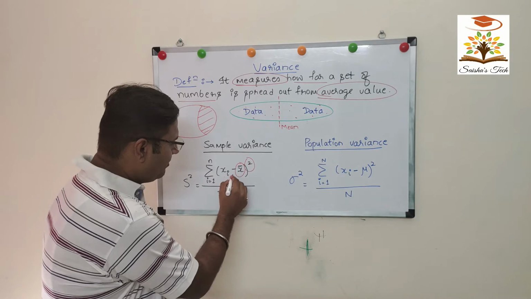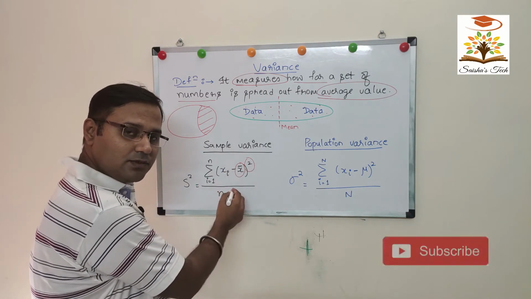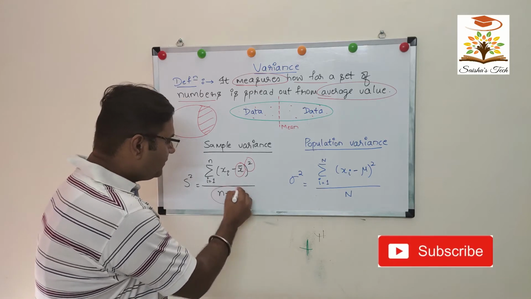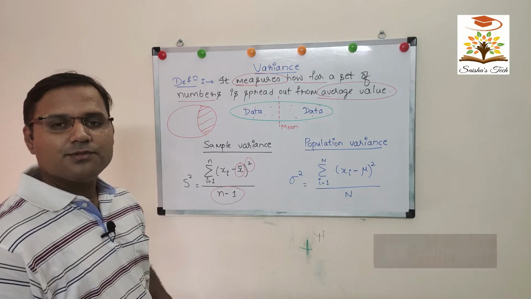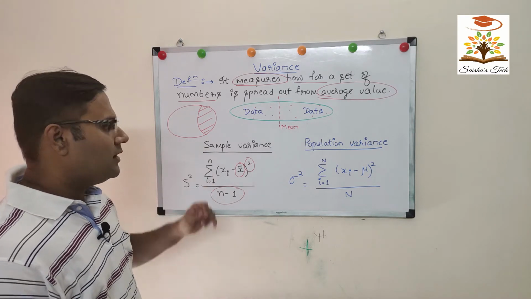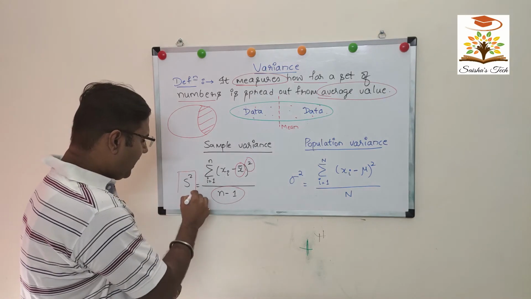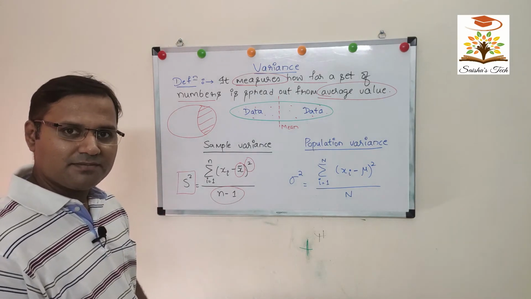Hence, xi minus x bar the whole square, and summation of all these values, and divide by the number of values present in the data set. This is how we calculate a sample variance. Sample variance is represented by S square.